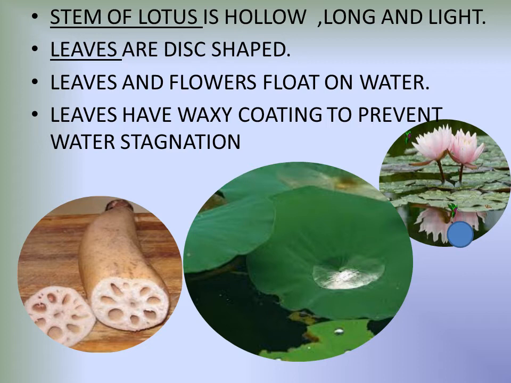Leaves are disc shaped. That means like a dish, like a plate. Leaves and flowers float on water. Leaves have a waxy coat to prevent water stagnation. That means water has a capability to decompose everything. For example, if we throw something in water, due to water that body decomposes, it rots. So this waxy coating prevents the leaves of aquatic plants from decomposing.